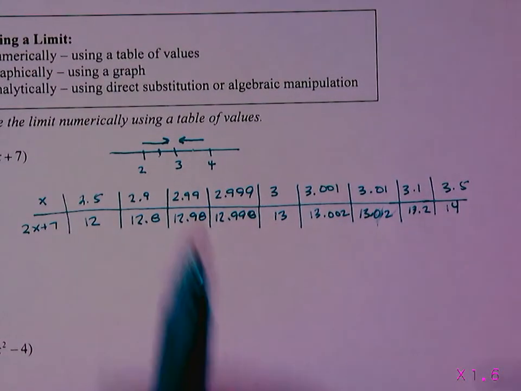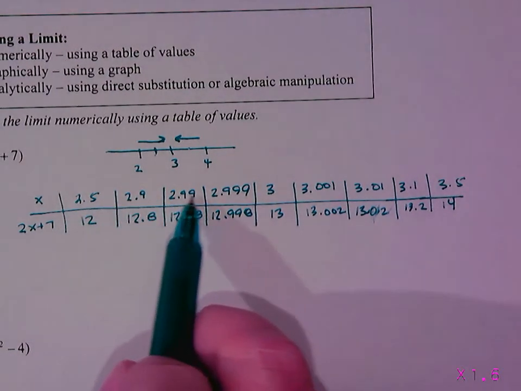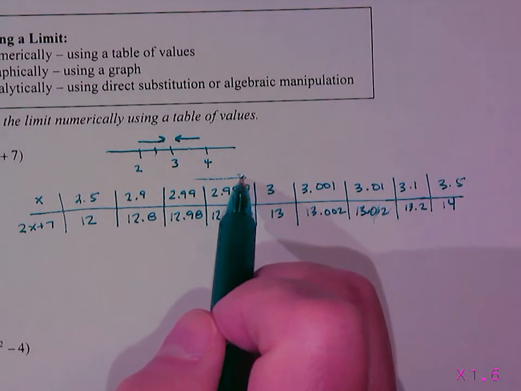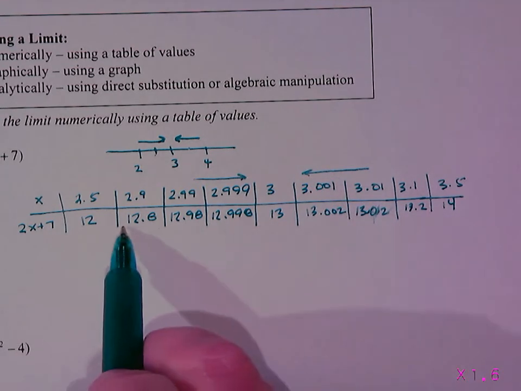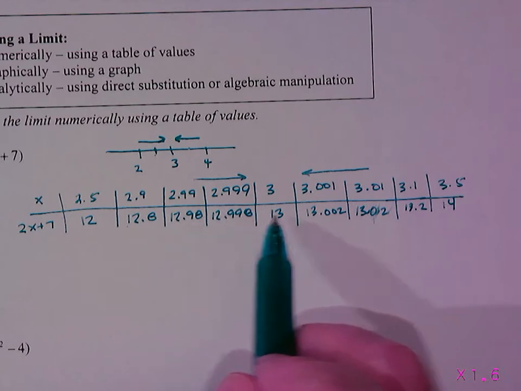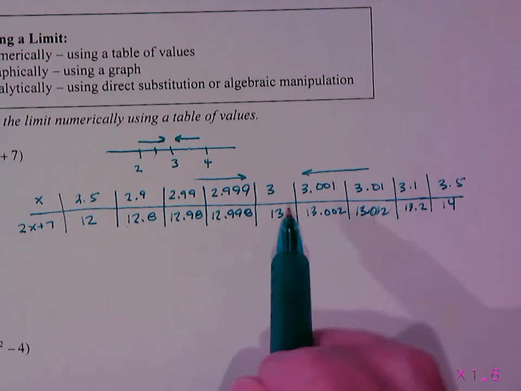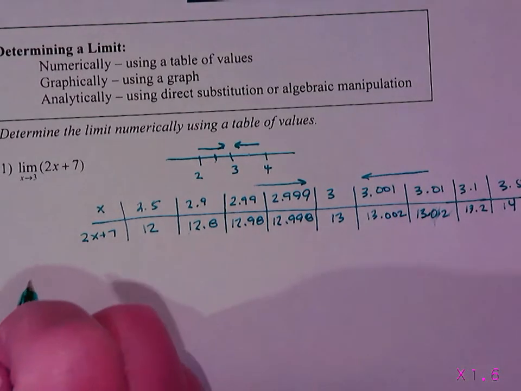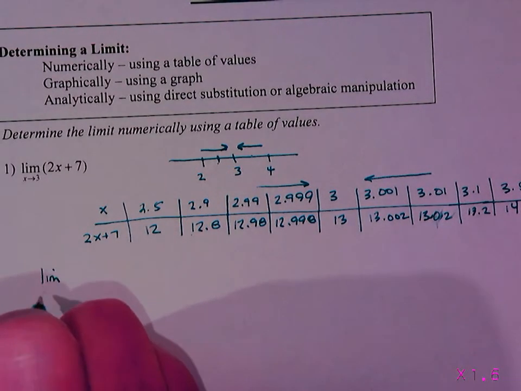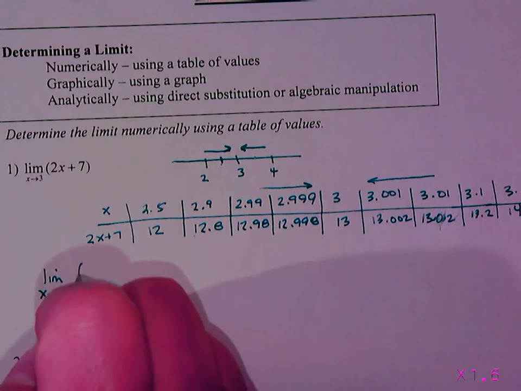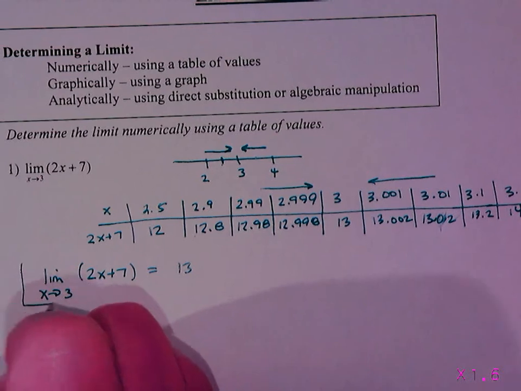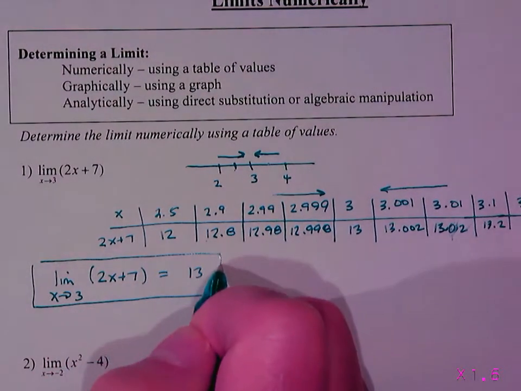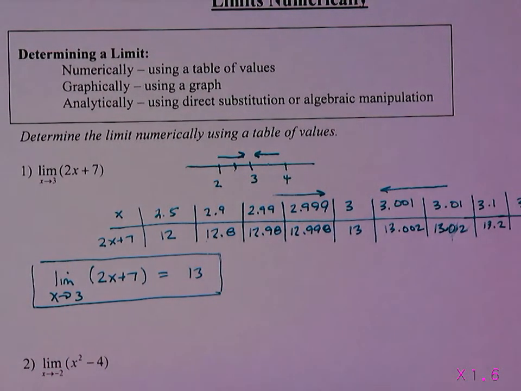Now when I come back and look at this, what's happening as x gets closer to 3, so I'm coming in this direction, and coming closer to 3 in this direction. This is getting closer and closer and closer to 13, and this side's getting closer and closer to 13. So the way I'll write this is the limit as x approaches 3 of this function 2x plus 7 is going to equal 13. Not a difficult concept, but it takes a little bit of getting used to.